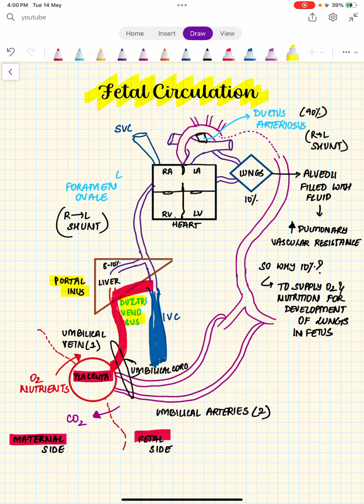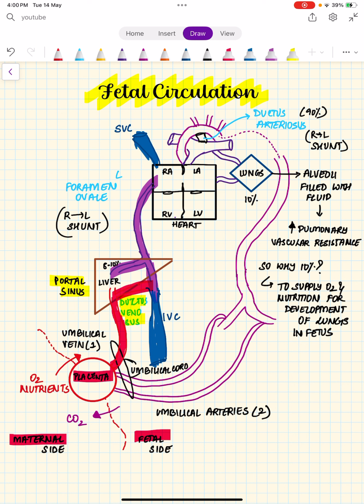Around 8 to 10% of the blood goes via the portal sinus and tries to enter the IVC. So overall, in the IVC, we now have mixed oxygenated blood at the point of entry into the right atrium. We also have deoxygenated blood entering the right atrium via the superior vena cava.